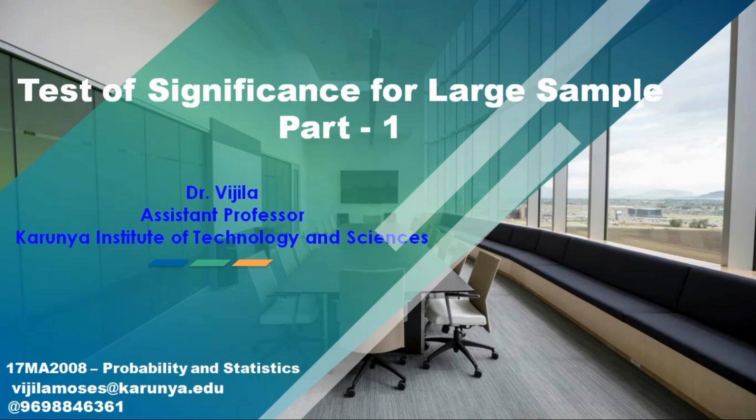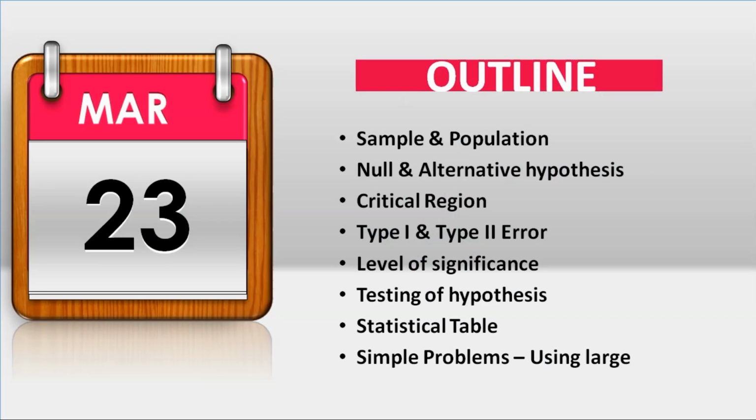So already we have seen the distributions in which we have discussed binomial, Poisson and normal distribution. So today we are going to see the topic test of significance, in which we are going to learn the topics: sample, population, null and alternative hypothesis, critical region, type 1 and type 2 error, level of significance, testing of hypothesis procedure, statistical table, and simple problems using large sample test.